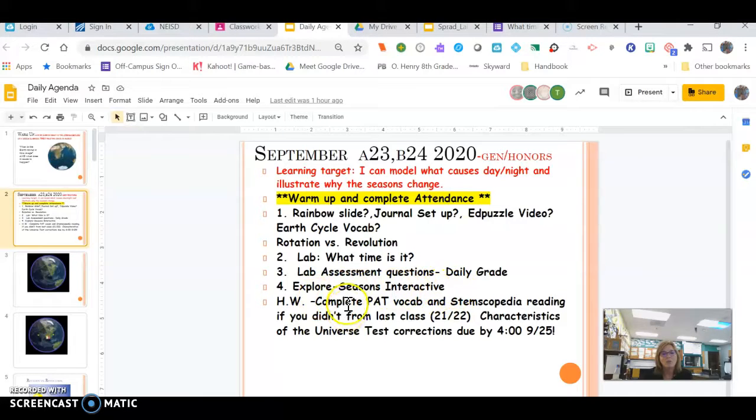Don't forget for homework, do the PAT list. If on September the 21st and 22nd you have an assignment that's number 2.B, as in boy, that meant you failed your test over astronomy, and you need to go do test corrections. That gives you the instructions on how to look at your questions you missed and how to correct that. That is due by 4 o'clock this Friday, the 25th.